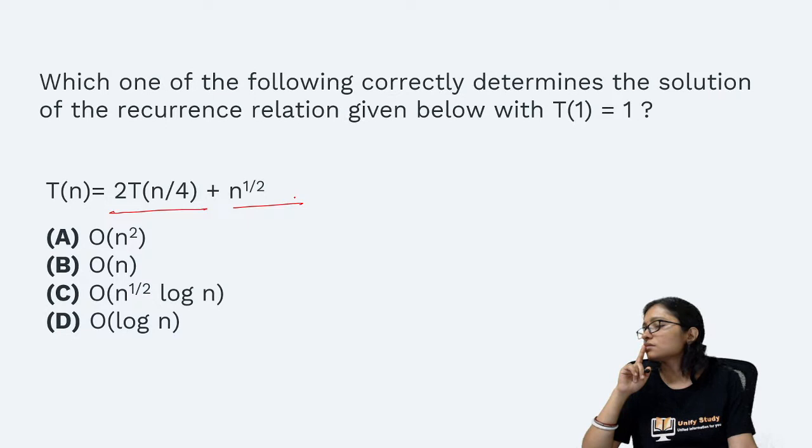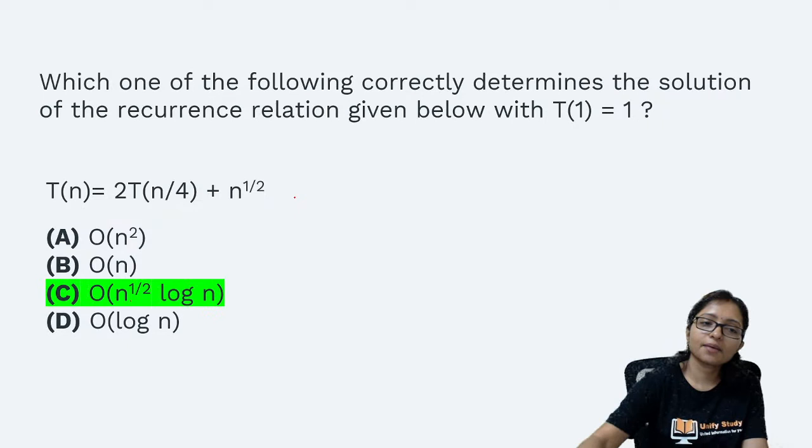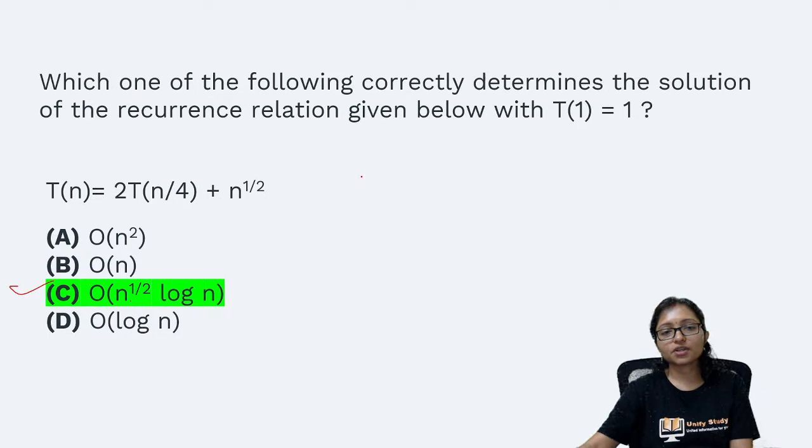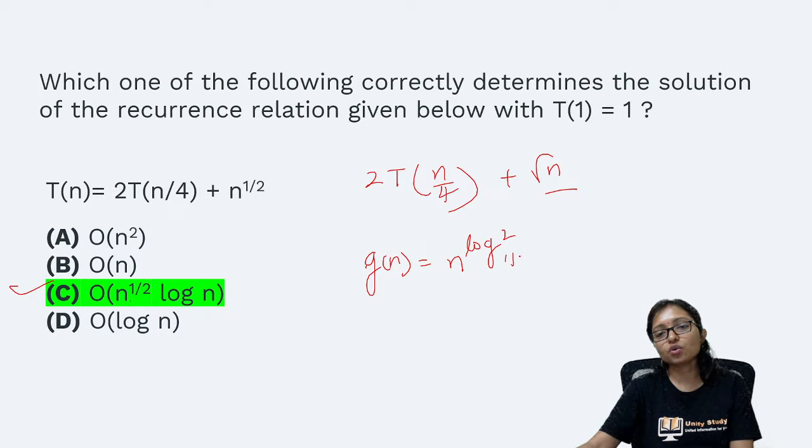Okay, answers are coming. Yes, good. Very good. C is the correct answer. Because what is it? It is actually 2T(n/4) + root n. N to the power half means that is root n, right? So here what will be your g(n)? G(n) will be also n to the power log 2 base 4.